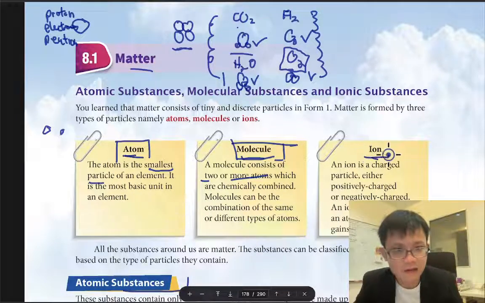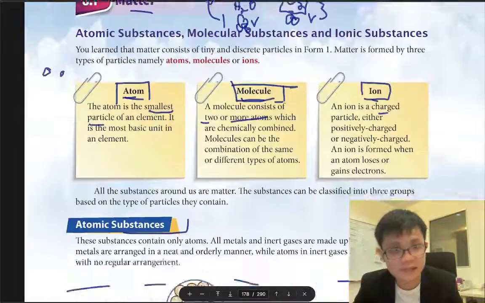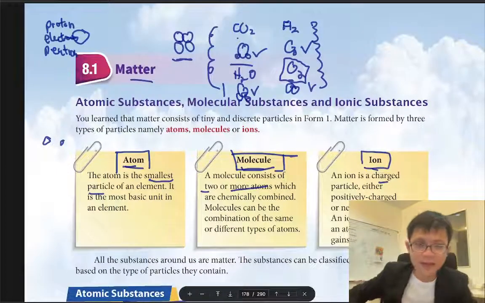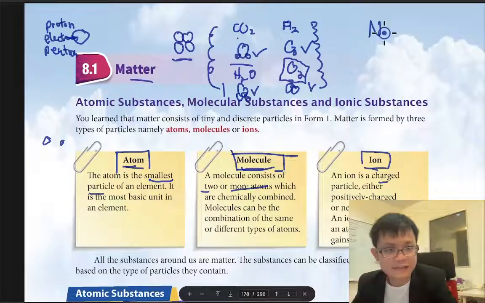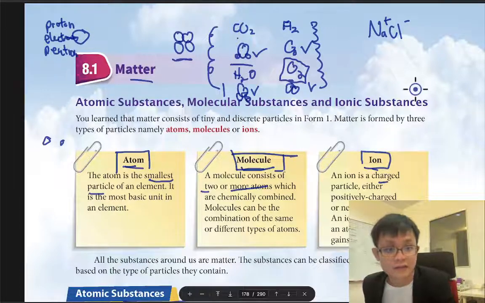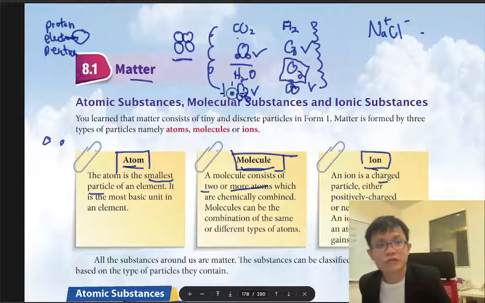Ion, for example, ion is a charge. So I think maybe we remember more examples to make it easy. Ion, for example, like NaCl. NaCl is a salt, where Na is plus, Cl is negative. So NaCl, sodium chloride, is equivalent to salt.